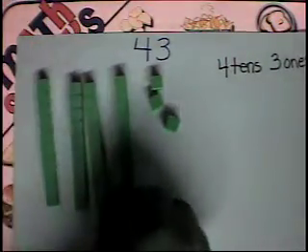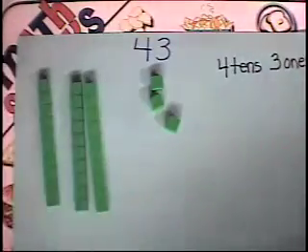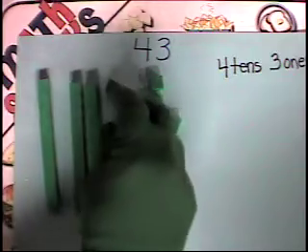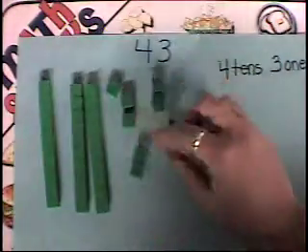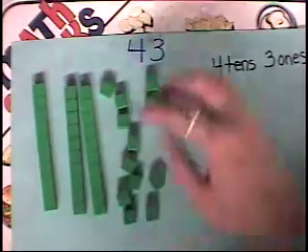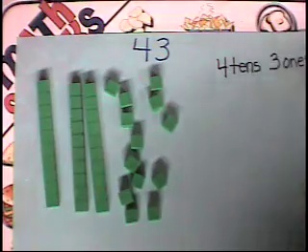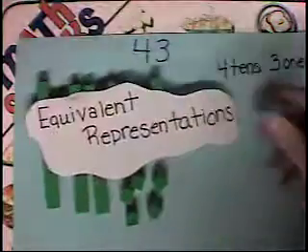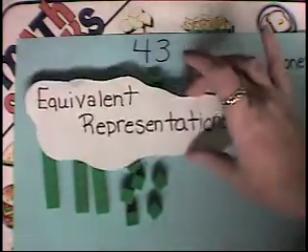Well, if I exchange one of the rods for 10 of the units, 1, 2, 3, 4, 5. Oops, that one got caught. 6, 7, 8, 9, 10. Okay, now what do we have up here? Do we still have the number 43? I still have the number 43 because I still have 10, 20, 30. This 10 makes the 40, and then there's 3 more. So this is another equivalent representation for 43.